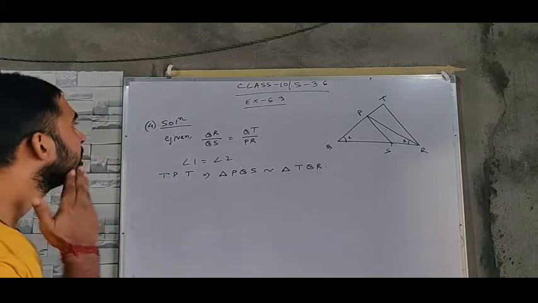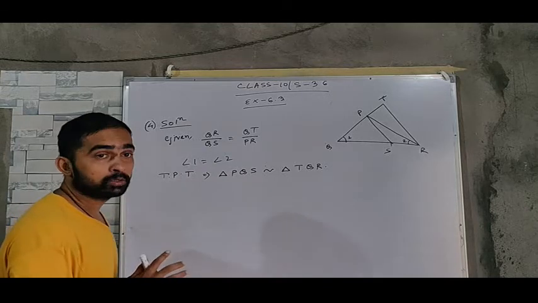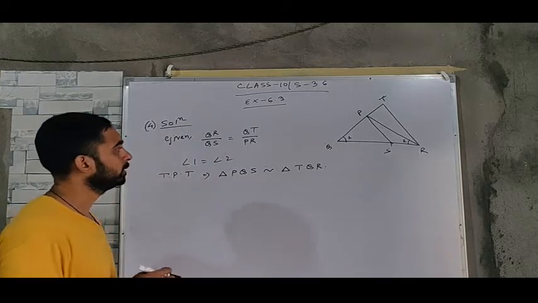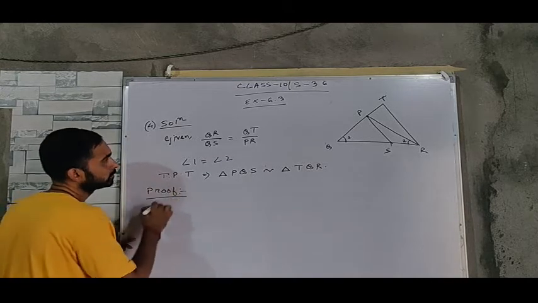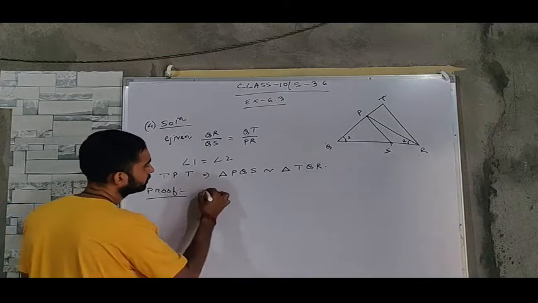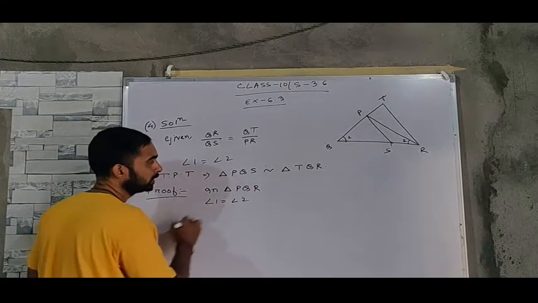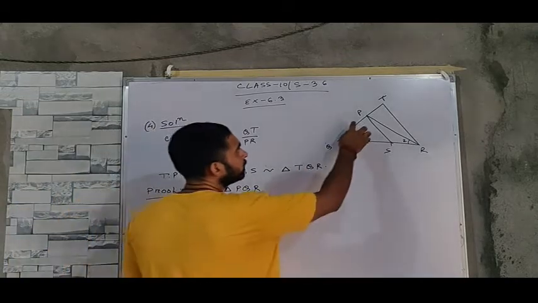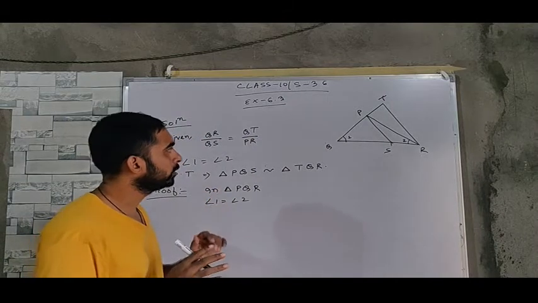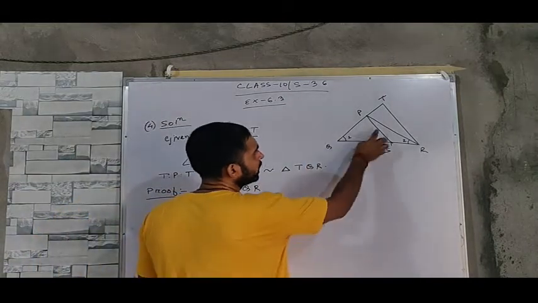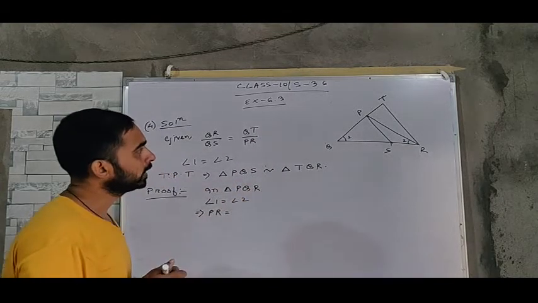Okay, now see, this is the given diagram where these ratios are equal, and these two angles, angle 1 equal to angle 2, are given. So we will use this condition to prove that triangle PQS is similar to triangle PQR. Now prove: in triangle PQR, angle 1 equal to angle 2, which is given. Now see, in triangle PQR, if angle 1 and angle 2 are equal, then what are the opposite sides to equal angles? The side opposite to angle 1 is PR, and the side opposite to angle 2 is PQ.